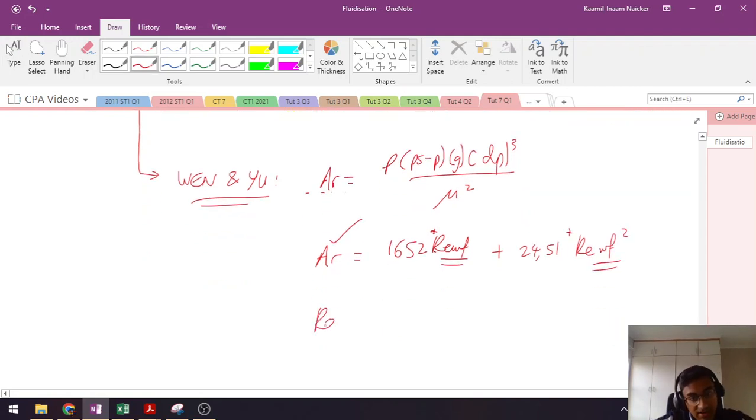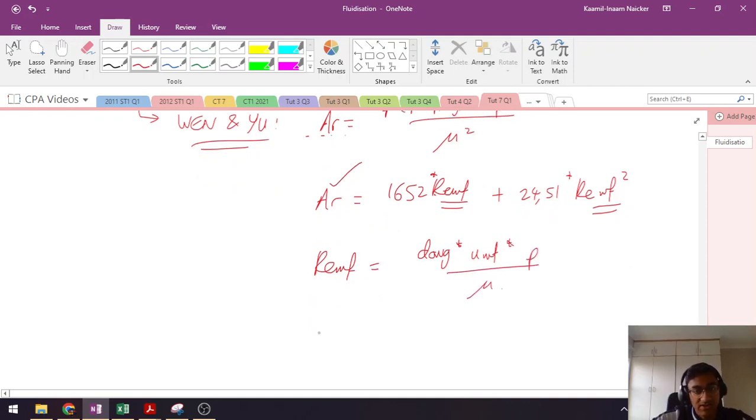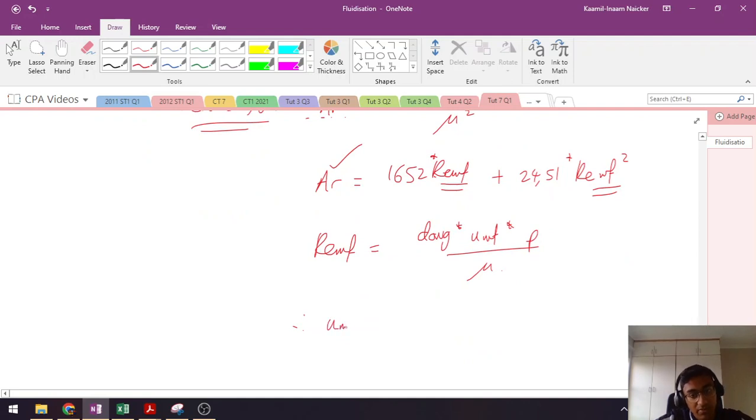Once I know what the Reynolds number is at the minimum fluidization velocity, I know that's equal to the d average multiplied by the u at the minimum fluidization velocity multiplied by the density of the gas divided by viscosity. And so therefore, the minimum fluidization velocity would equal the Reynolds number at the minimum fluidization velocity times viscosity divided by d average times density. Okay, I hope this is making sense. I just rearranged this equation into this one.